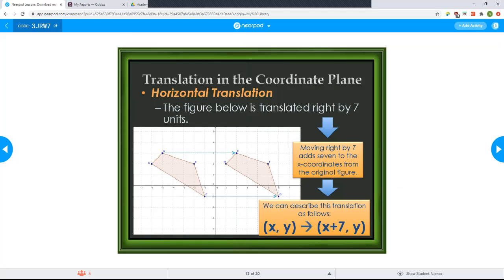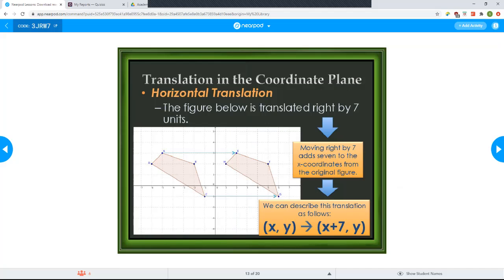Translation in the coordinate plane, horizontal translation. The figure below is translated right by 7 units. So if we took A, and we said we're going to move to the right by 7, it adds 7 to the x coordinates from the original figure. So we have A, our x coordinate is -5. We could take -5 and add 7, and we would get 2, which is this x coordinate.